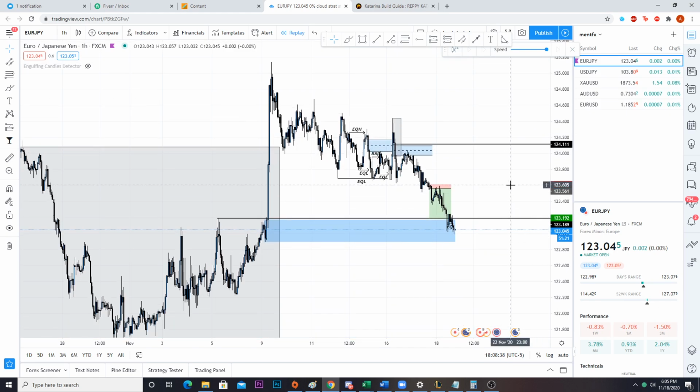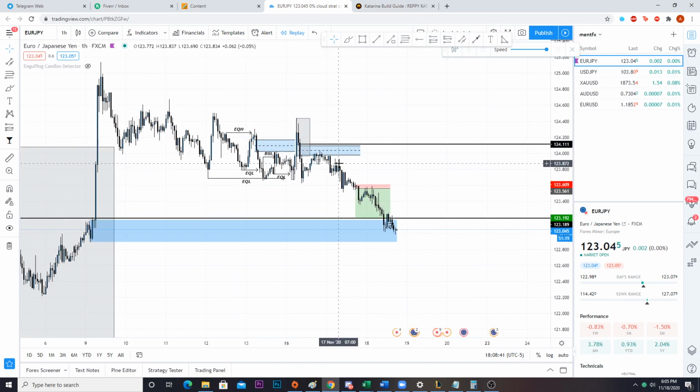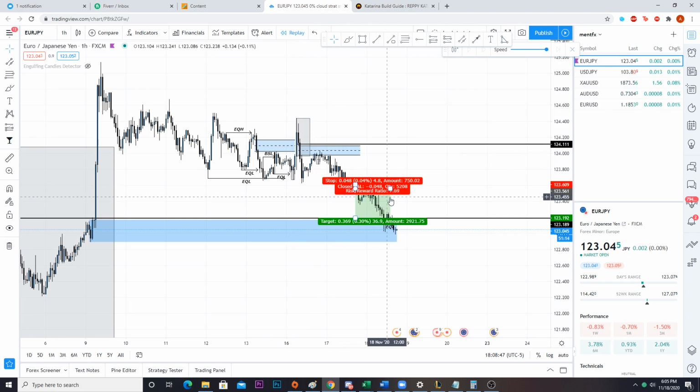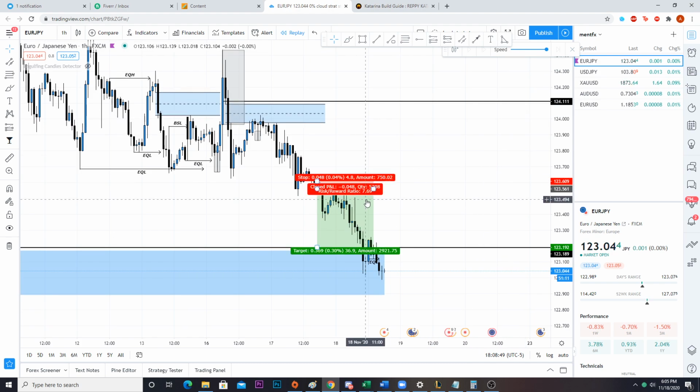And what you'll notice is, despite all these potential entries, even this order block entry that would have been perfect, the main entry I took was here. And notice how that entry on its own became a 1 to 7.